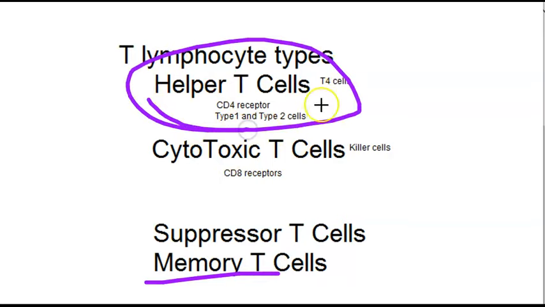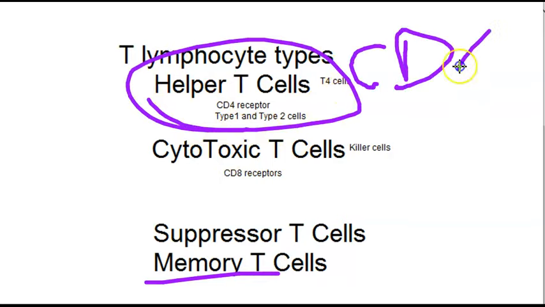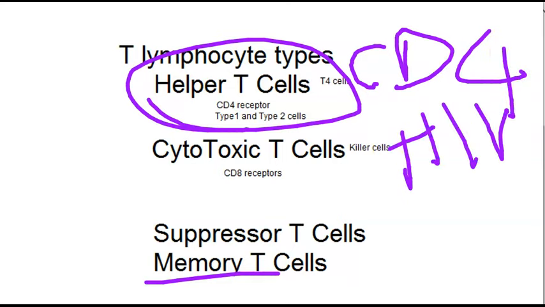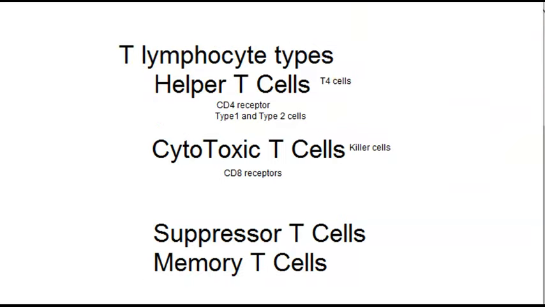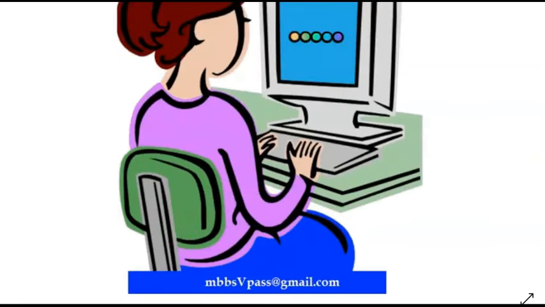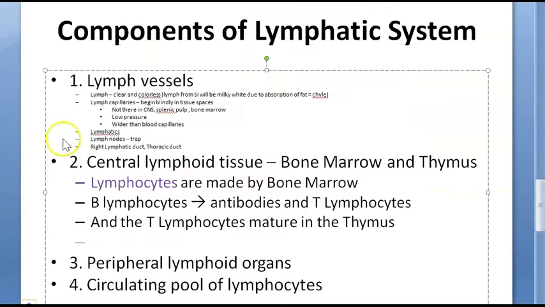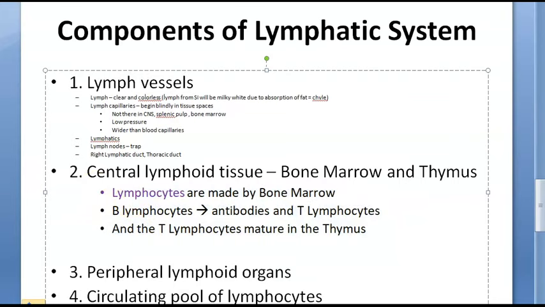Helper T cells, CD4. See, CD4 and all is the one that gets attacked by HIV. So when the HIV virus attacks a person, right, his immunity goes down. Why? Because all these CD4 counts will reduce, right? So you should understand that is all the importance of this chapter we are looking at, the lymphatic system. So did we again go off topic? Where are we here? Central lymphoid tissue, right? We are done with that then.